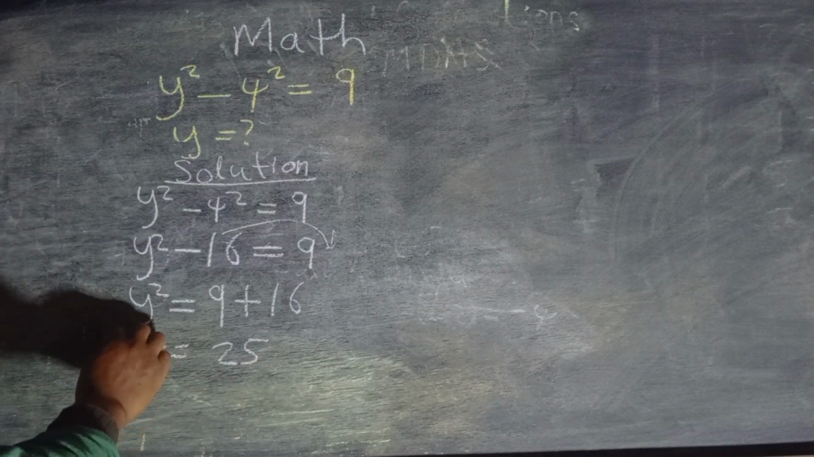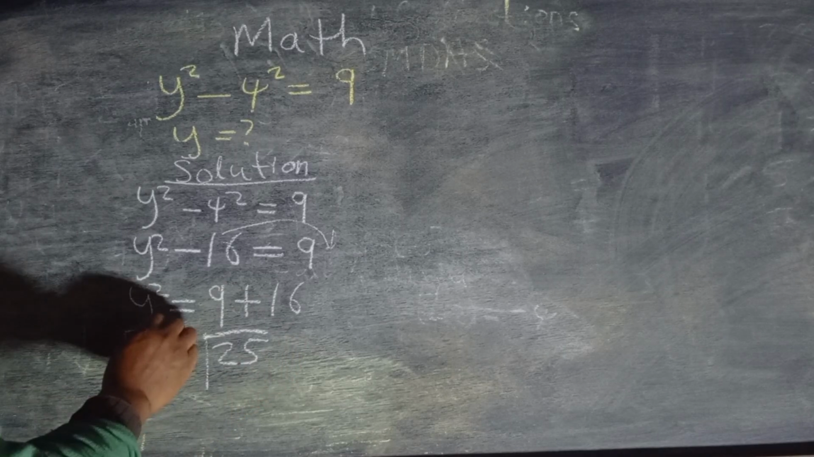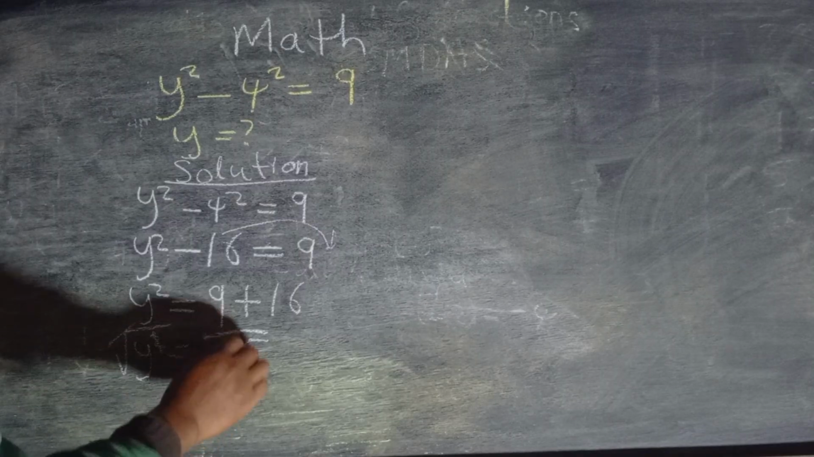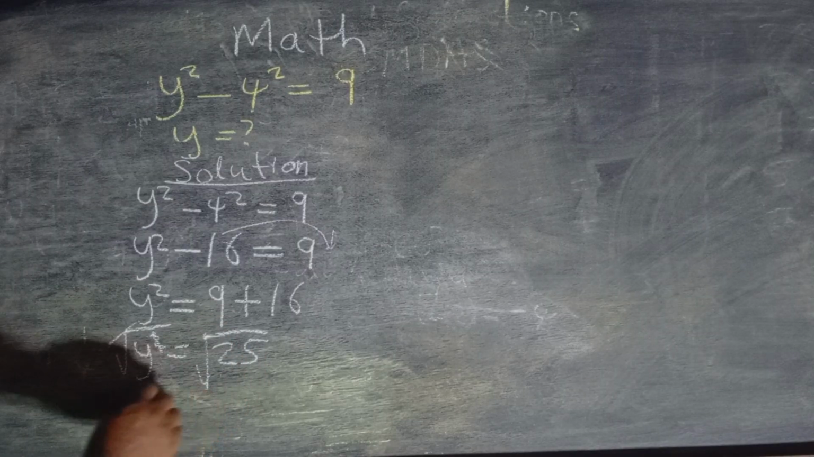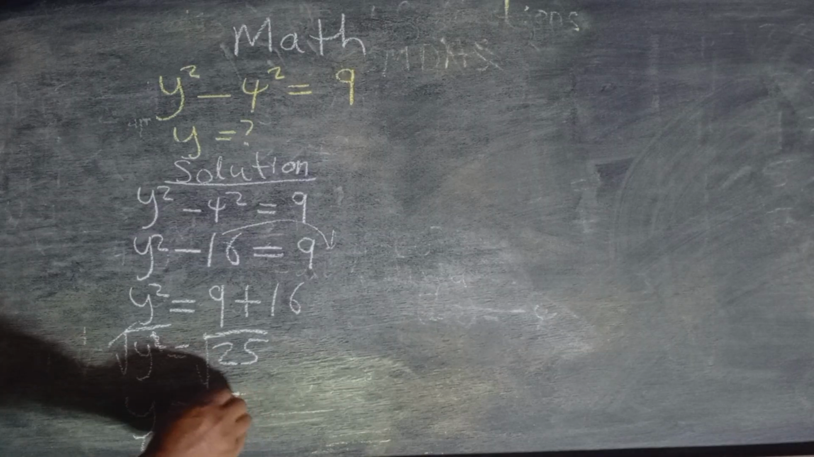Okay, now to look for the value of y here, we square both sides. Okay, so this square here will cancel this, and the square root of 25 is 5. Okay, y is equals 5.